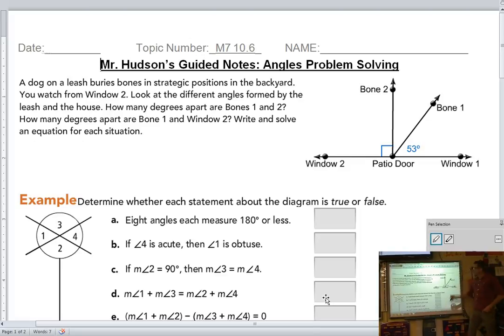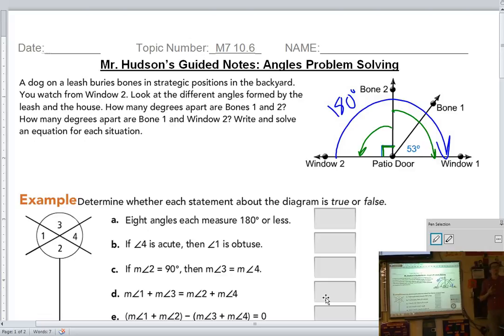What do we know about the back edge of my house? Sam? It's flat, so it will measure 180 degrees. So then I look at just this section. What would I know about that section? Whitney? How do I know that? If this is 90, then what would I call this green angle compared to this other green angle? They are what relationship with each other? They are supplementary.